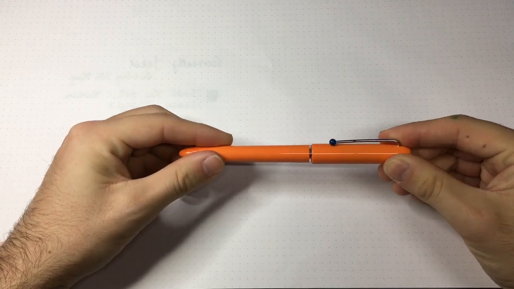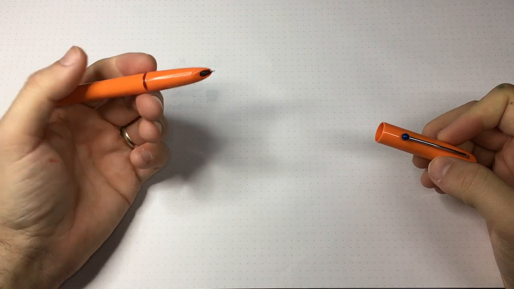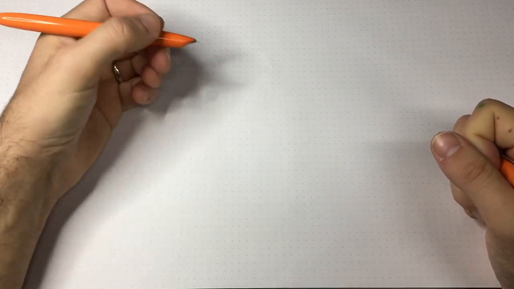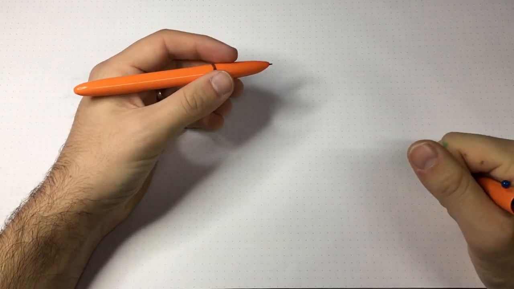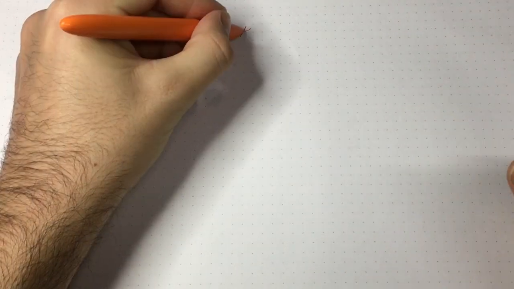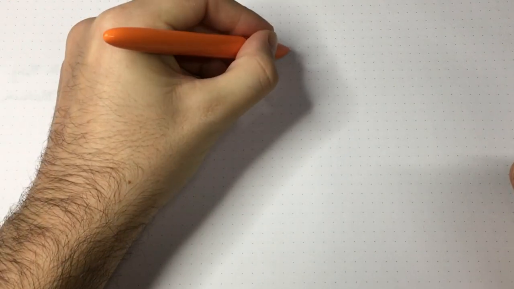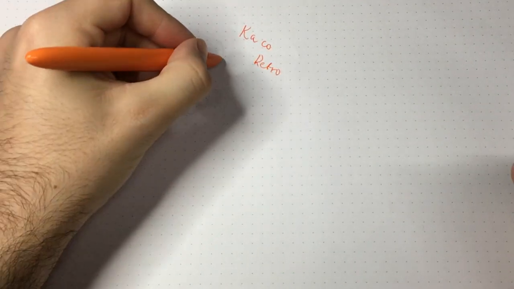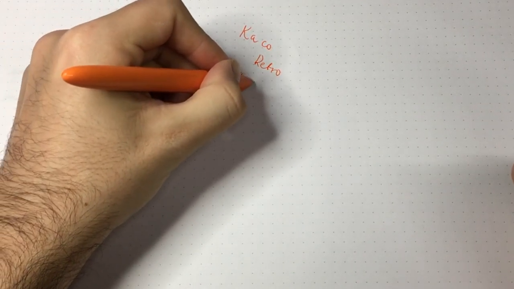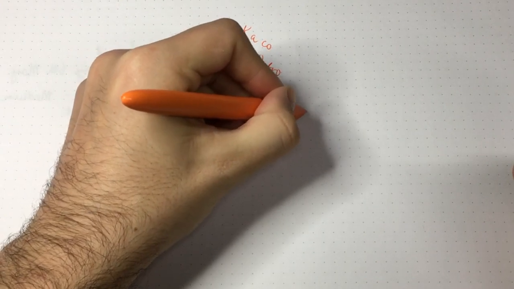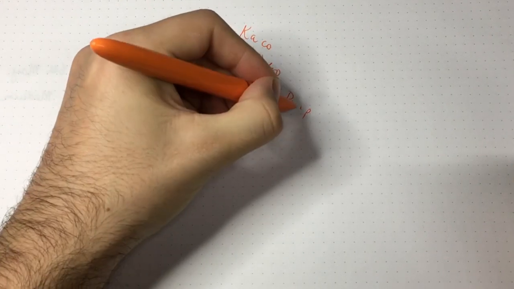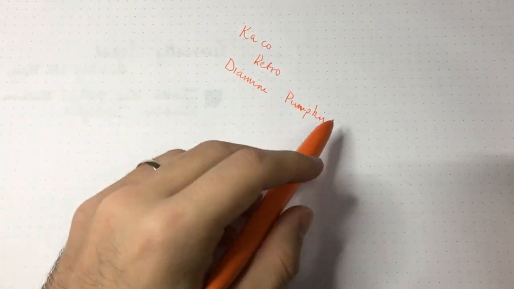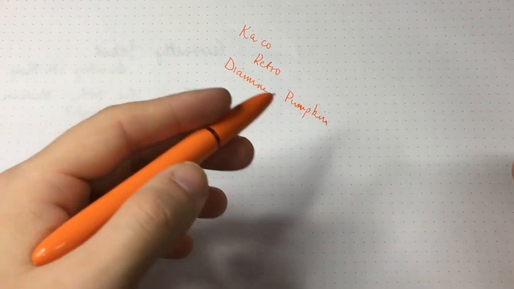So let's see how the pen writes. Now, I've got this inked with Diamine Pumpkin, and it's a really good match in terms of the orange of this pen. It's the retro. Now, and this is a Diamine. Okay, so you notice I'm skipping. That is me, not the pen.